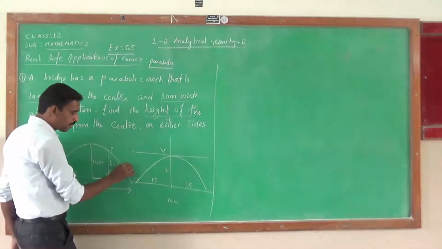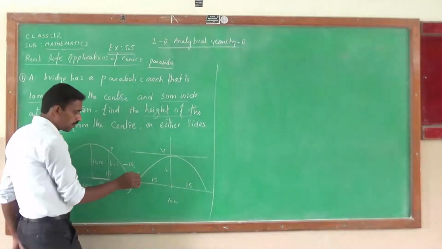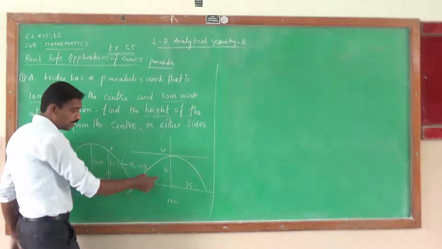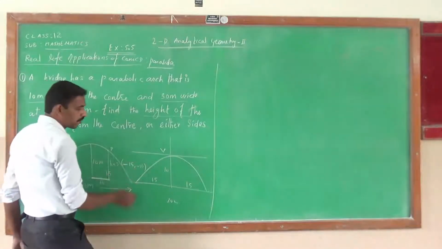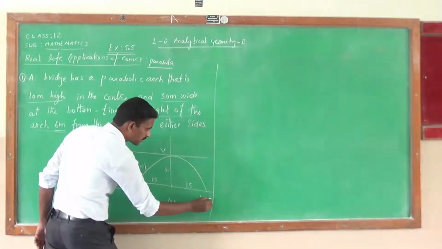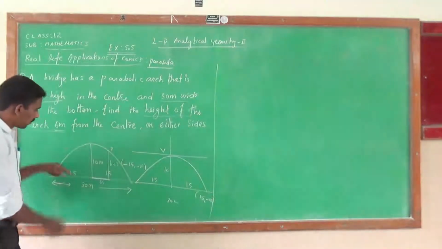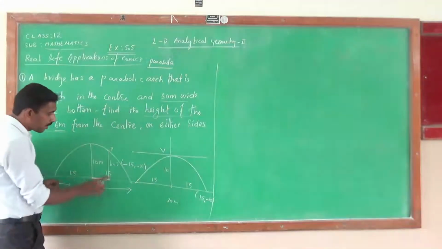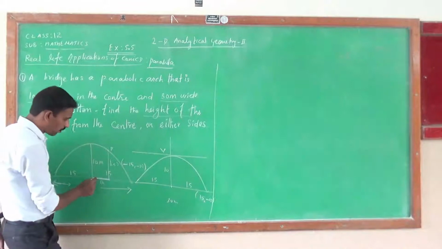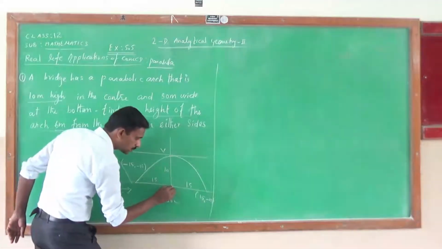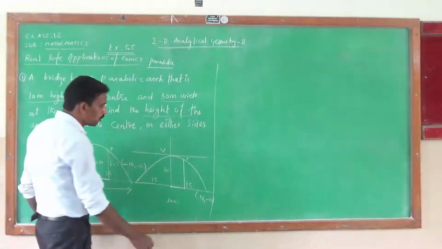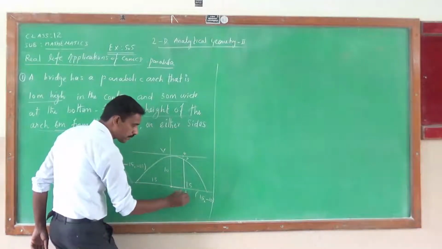Now this point is nothing but minus 15 comma minus 10. Because this is the third quadrant, so third quadrant is always negative, right? More negative always here, plus 15 minus 10. So the end points are marked here, and next you want to mark a point P, which is at a distance 6 meter from the center, right? Consider this point. This is P. So now mention that this is point Q and this point R.